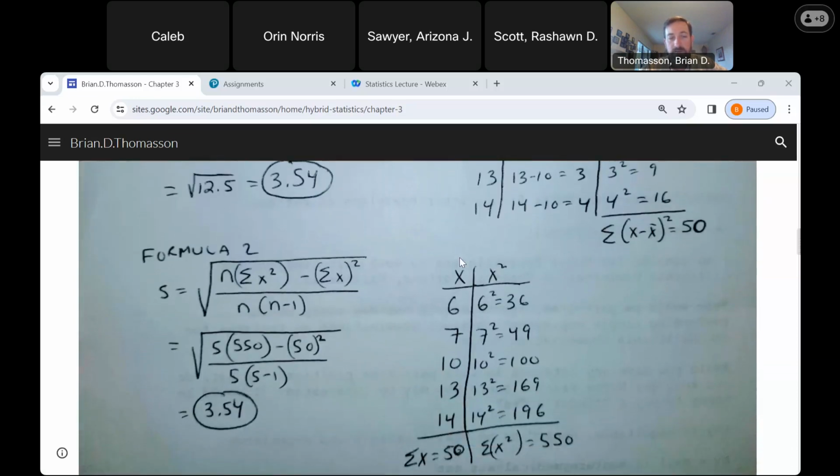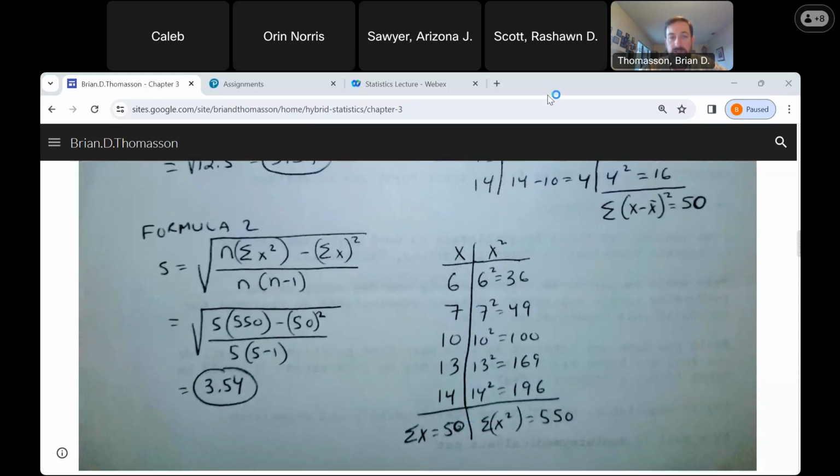There's a second formula here for standard deviation. I just want to point out one thing: the difference between the sum of x squared written like this and the sum of x quantity squared written like that. Here, in this first one, we square all the values first and then add them up, whereas here we add up all the x values and then square it. So here we square first and then add, here we add, then square. I've done both of those. So here are all our x values. If we add all those up, we get 50.